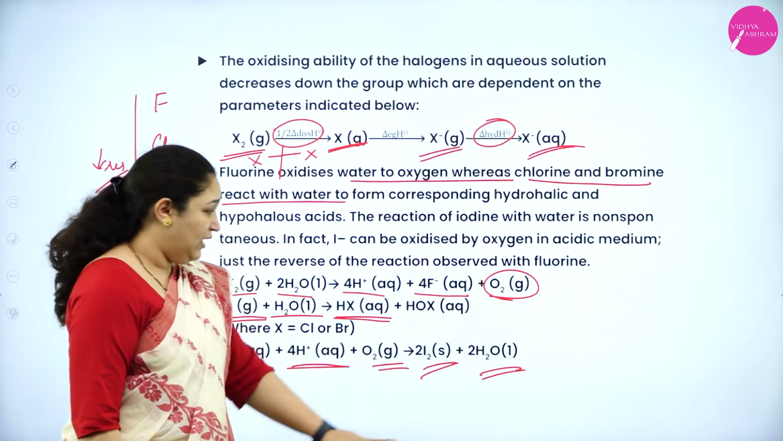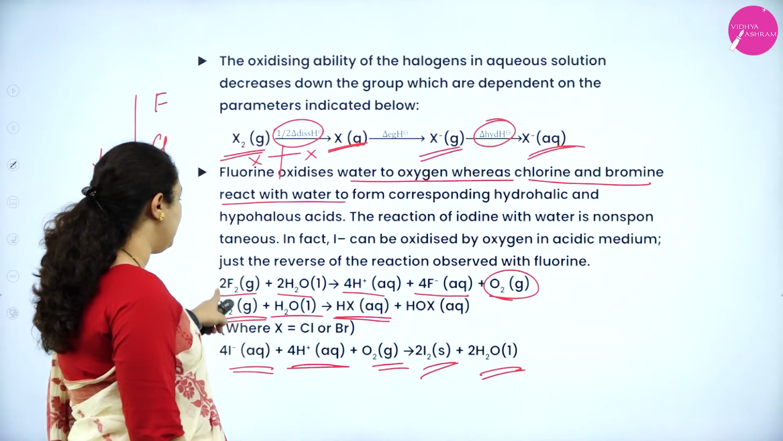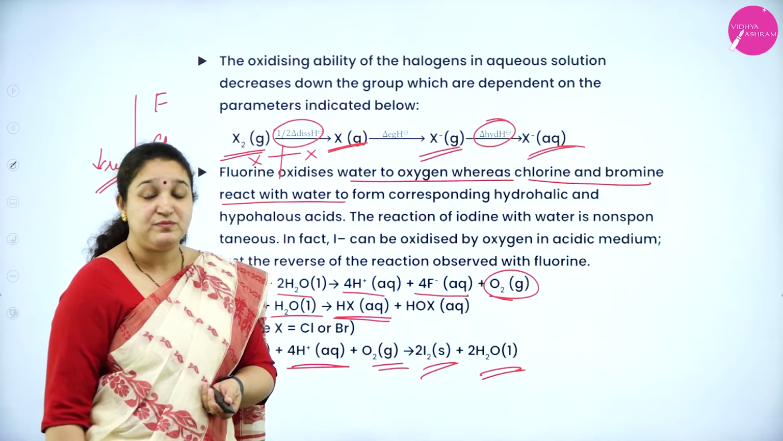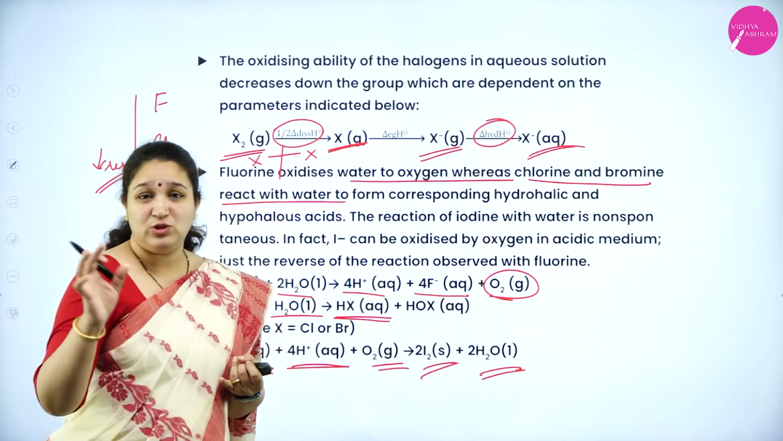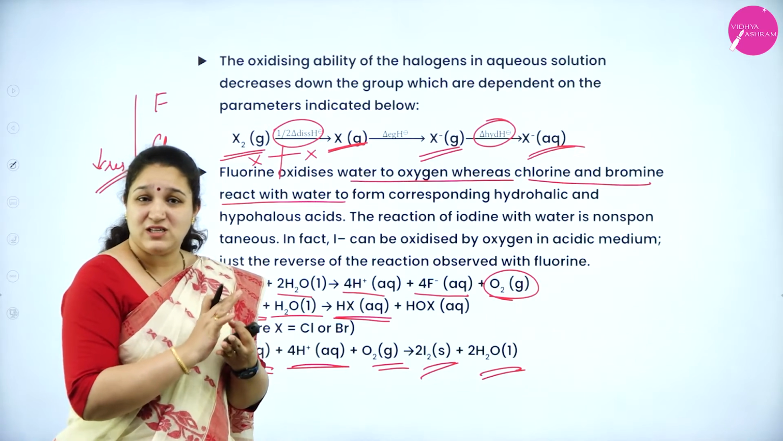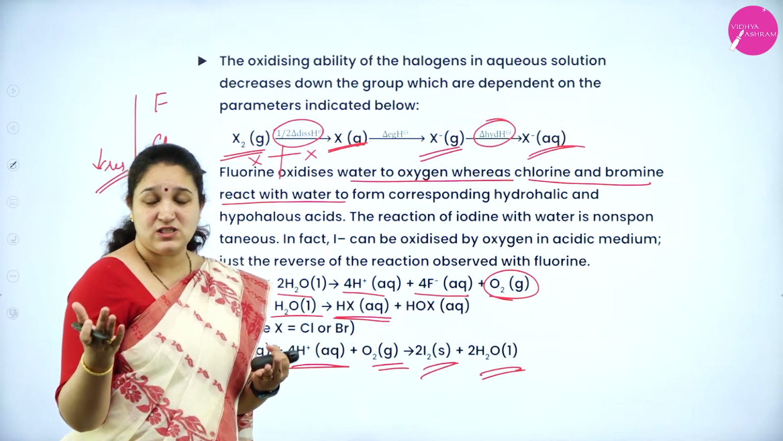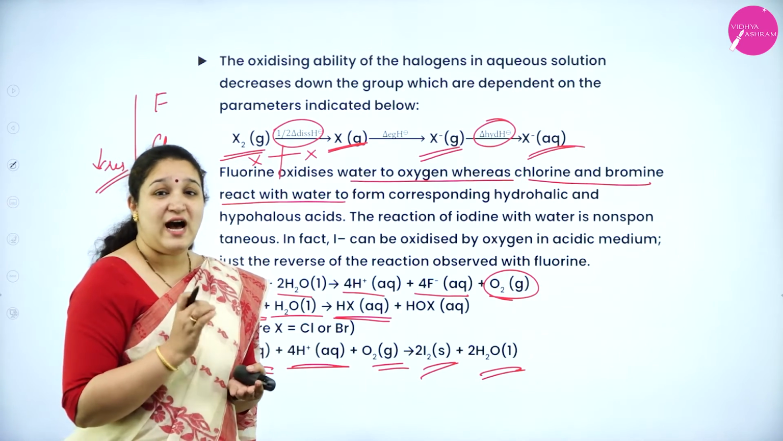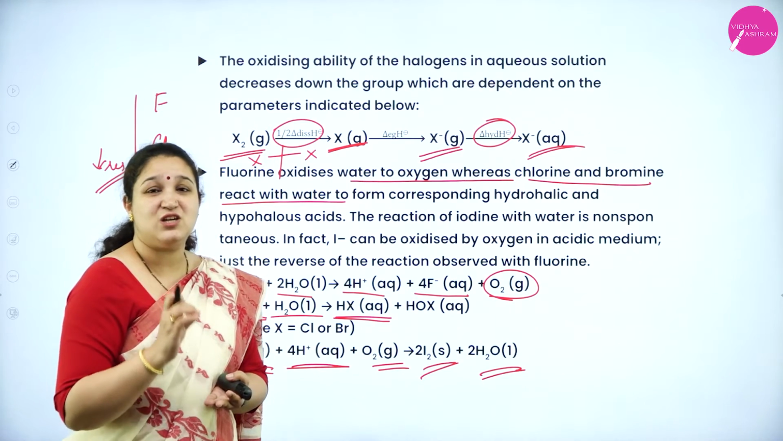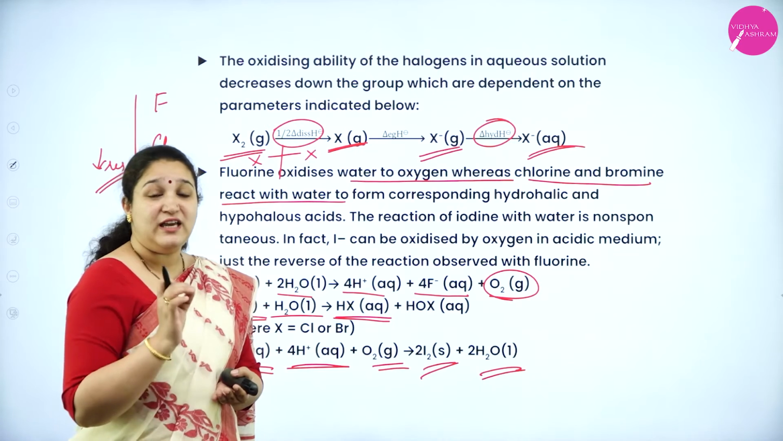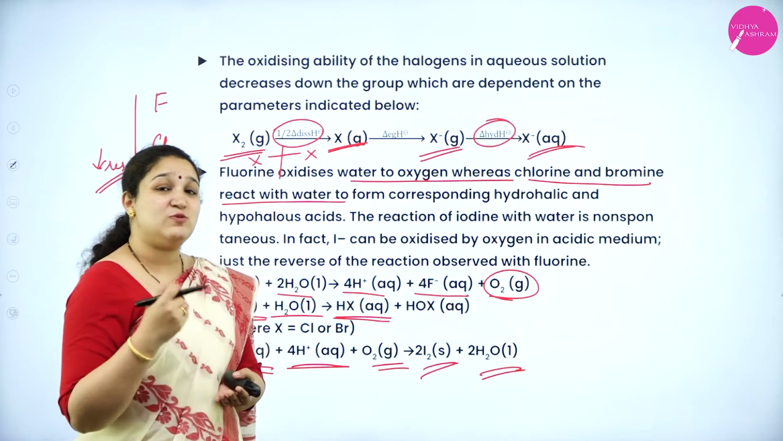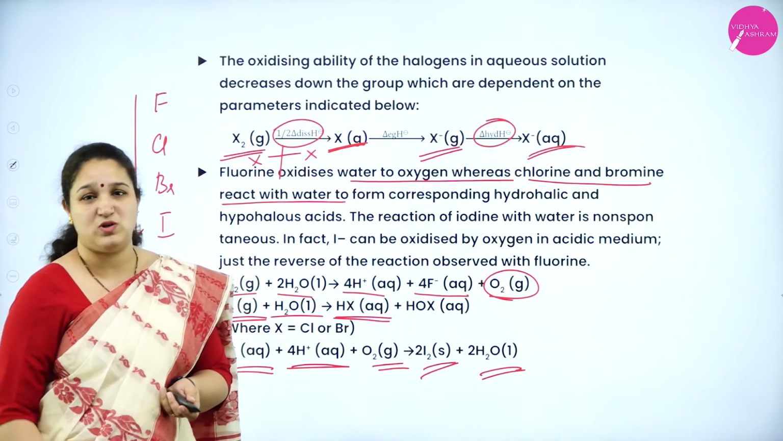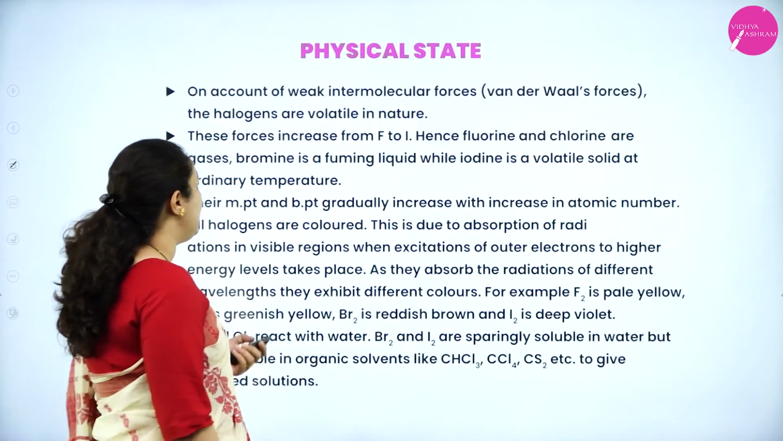Whereas fluorine, if you see, it is exactly the reverse of this reaction. You can see fluorine with water will form H plus ion, F minus ion, and oxygen is liberated. So, fluorine reacts with water to liberate oxygen. Chlorine and bromine do not react with water to liberate oxygen, but will form a hydrohalic acid or hypohalous acid. Whereas iodine does not react with water. It is a non-spontaneous reaction. But if there is an iodide ion, it reacts with oxygen in the acidic medium to form iodine and water. The reverse reaction is not possible. So that's about the oxidizing ability.